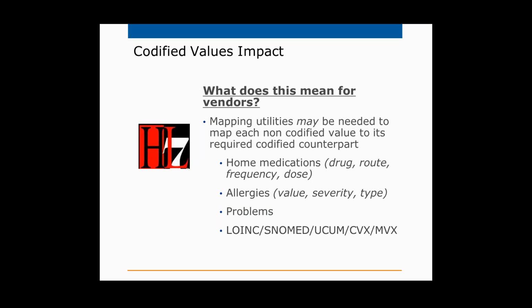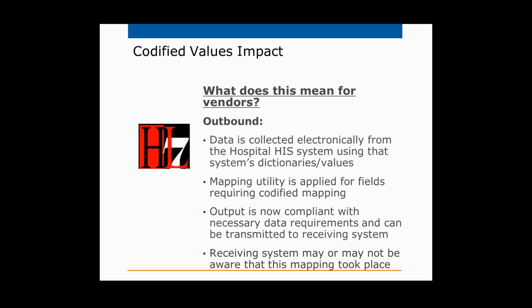Typical fields and interfaces where mapping comes in quite a bit would be the home medications, so things like the drug, the route, the frequency, the dose, the delivery method. The values need to match up between the HIS system and what 2.5.1 requires, so you'll probably see mapping there to get the 2.5.1 equivalent for each field. Allergies: the value, the severity, the type, same idea. Problems: again, the codes that need to be in these interfaces, LOINC, SNOMED, UCUM, etc. Mapping can be used both to produce those codes and to start with those codes and produce the value that the HIS system wants. So I can show you some examples of that.